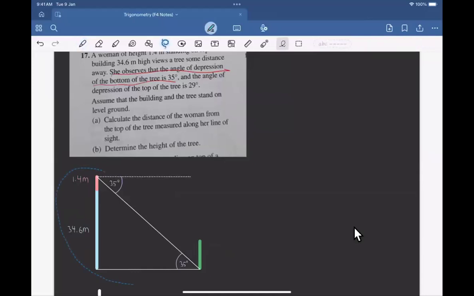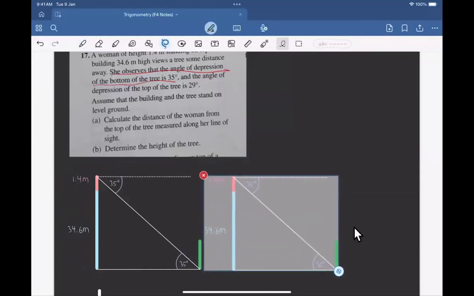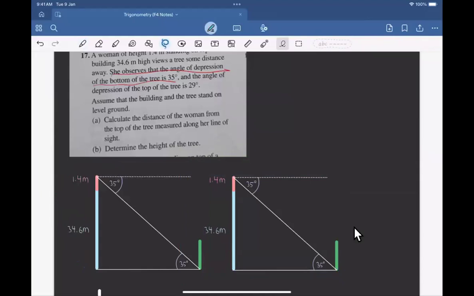And let me draw my second diagram. What's the second piece of information, Nicholas? The angle of depression at the top of the tree is 29 degrees. Right. Look at what I will do. Nicholas, you'll get it, don't worry. Yeah, I'll get you eventually.